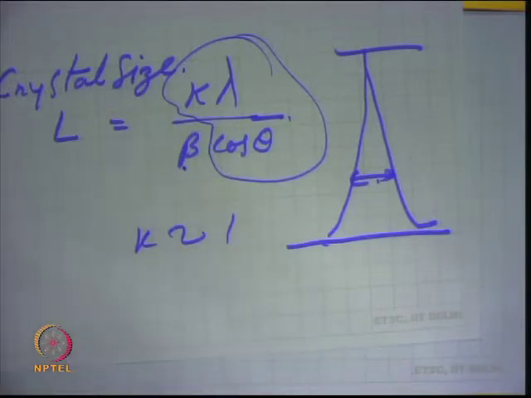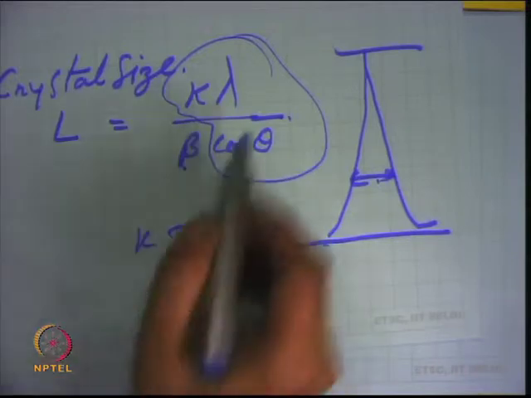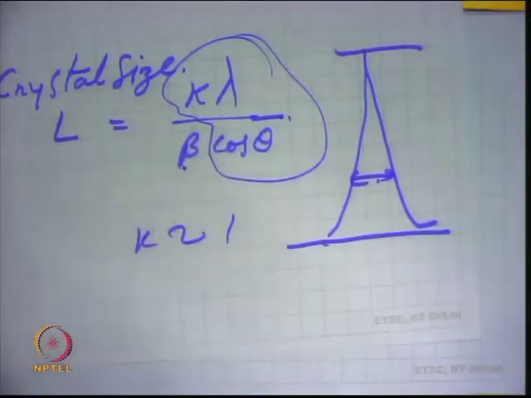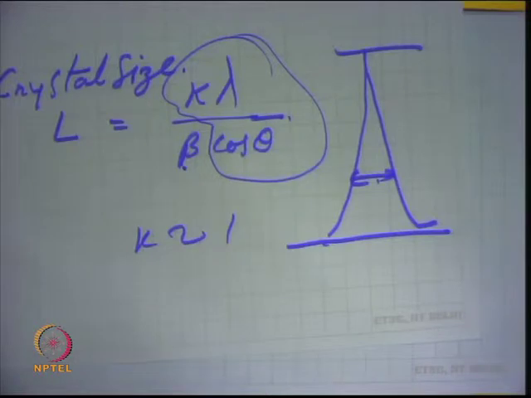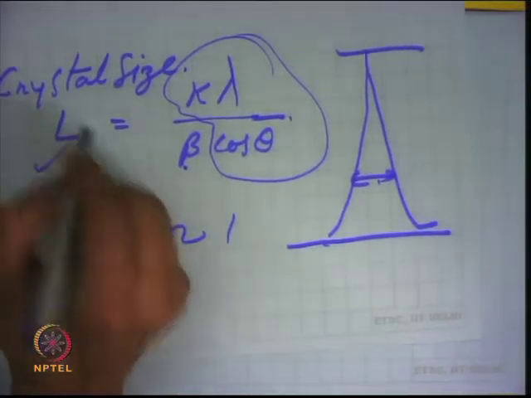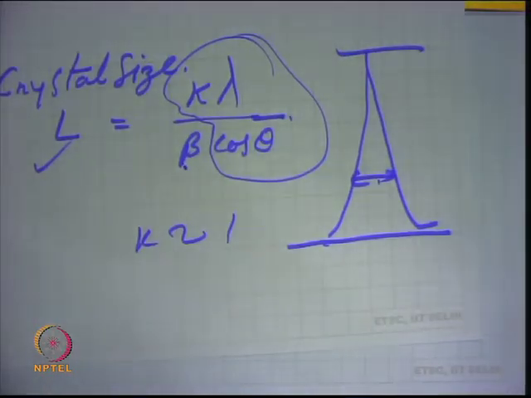So, this can be calculated, and because beta is proportional to the peak width, the wider the peak, the more information you have about the crystal size. So, a wider peak means a smaller crystal. So, you can get the crystal size also from this, and that can be compared with your other study. So, this is another useful piece of information which you can get from the X-ray diffraction pattern.